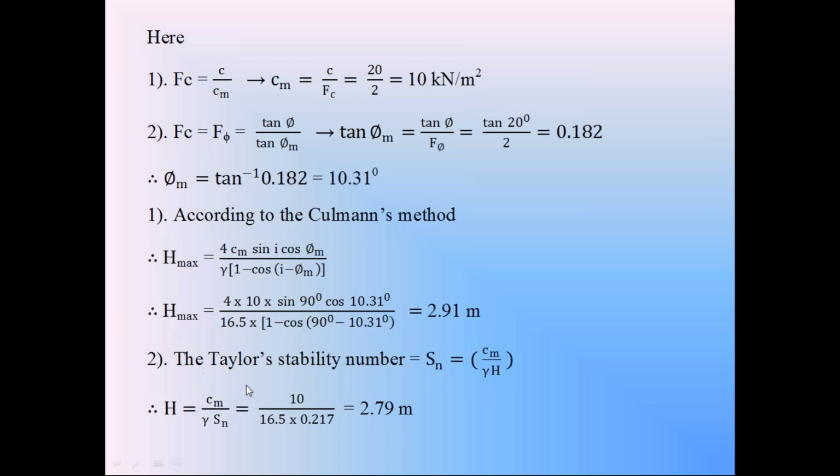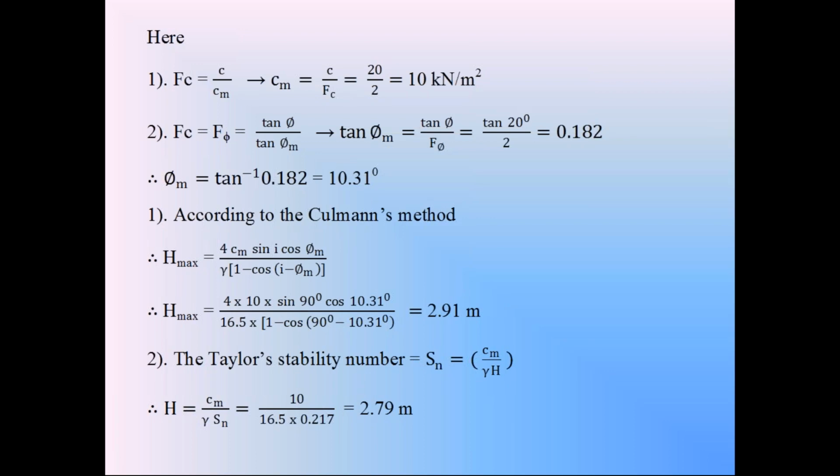Then apply the Taylor method. According to the Taylor stability number, Sn is equal to Cm by gamma into H, or C by Fc into Hc, whatever equation you can use. In this Taylor stability number, you can use Sn is equal to C by Fc into Hc or Sn is equal to Cm by gamma H. Any equation you can use. We have 3 equations of Sn. I discussed those 3 equations of Sn in the Taylor stability analysis. The Taylor stability number Sn is equal to Cm by gamma H.